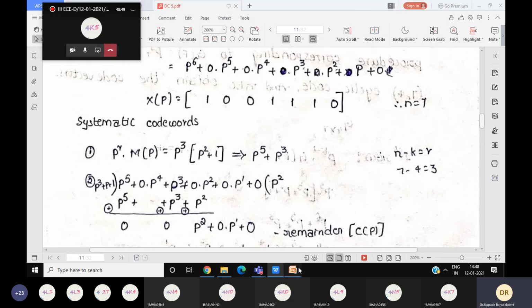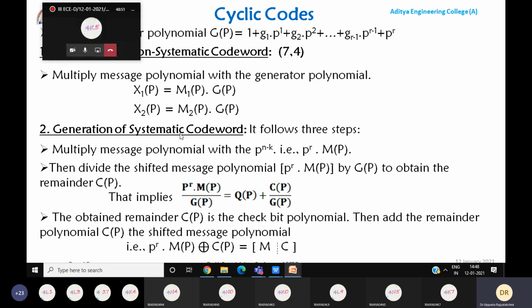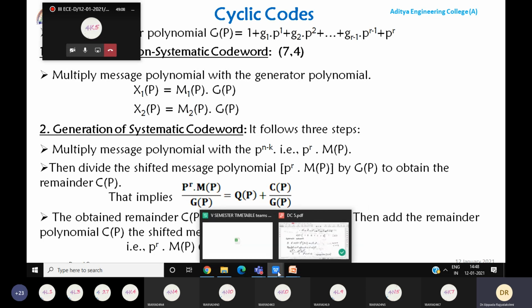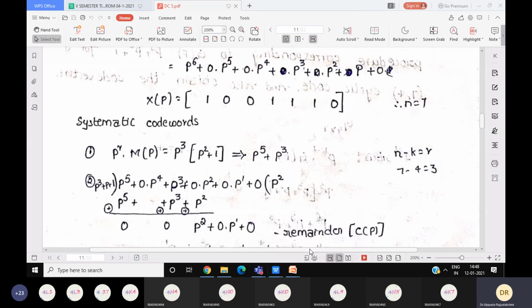The systematic procedure that you studied: first, multiply the versus polynomial with p power r, where r is n minus k. Then divide by g of p. Take that remainder and add it to the versus combination. It gives you the code word. Okay, so only 3 steps are there here.